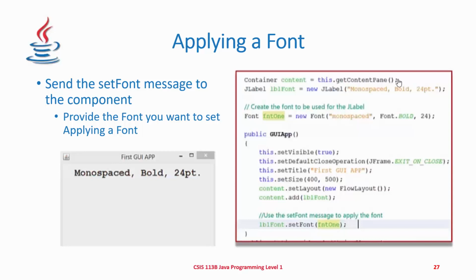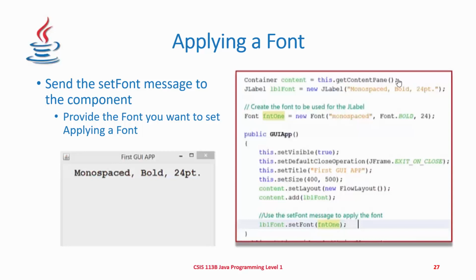Here's now where, after the new keyword, we call the font constructor, and we're passing to it the actual font name, monospace. So notice that's passed as a string value. Then the constant font.bold, and then the last parameter, the third parameter there, which is the 24-point size.